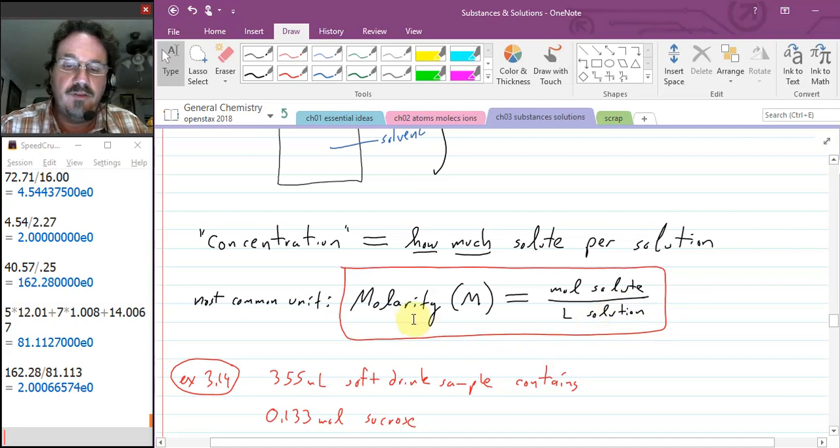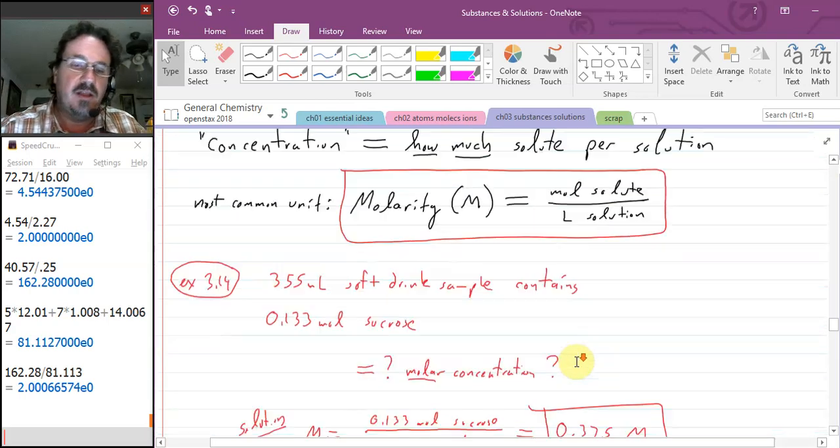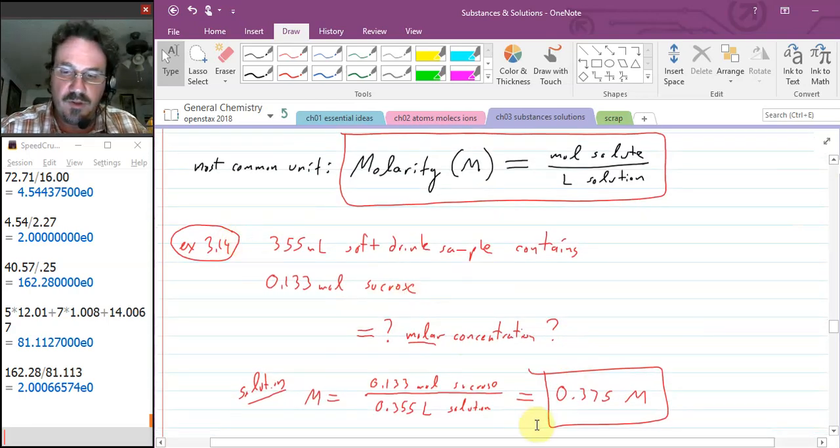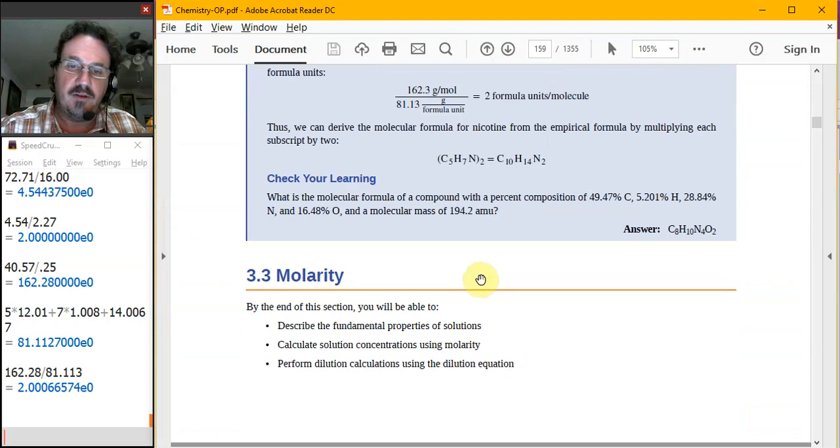All right. Do not mix up moles, MOL, with molarity, which is abbreviated capital M. Right? Moles, MOL, is a unit of counting. Molarity, capital M, is a unit of concentration. It equals moles per liter. Very, very important. All right, so let's look at example 3.14 to help us understand this a little more.